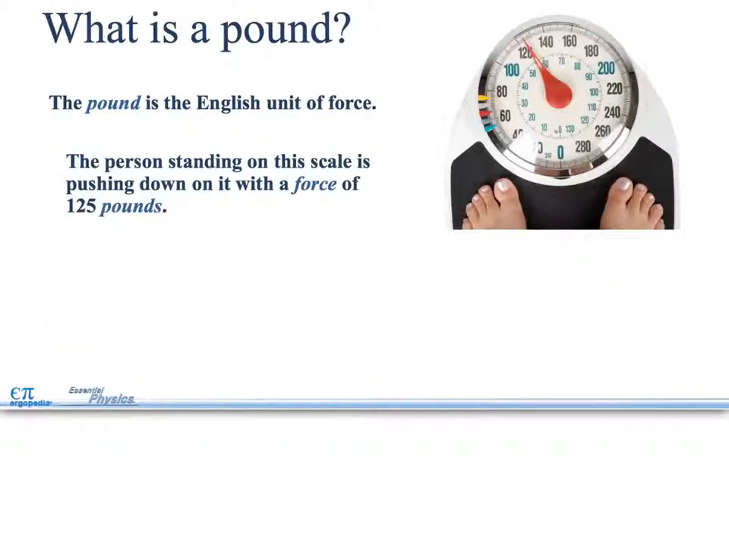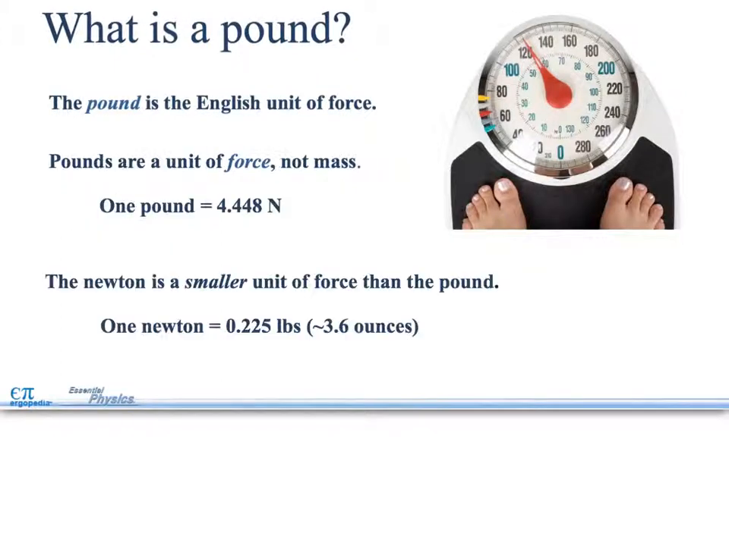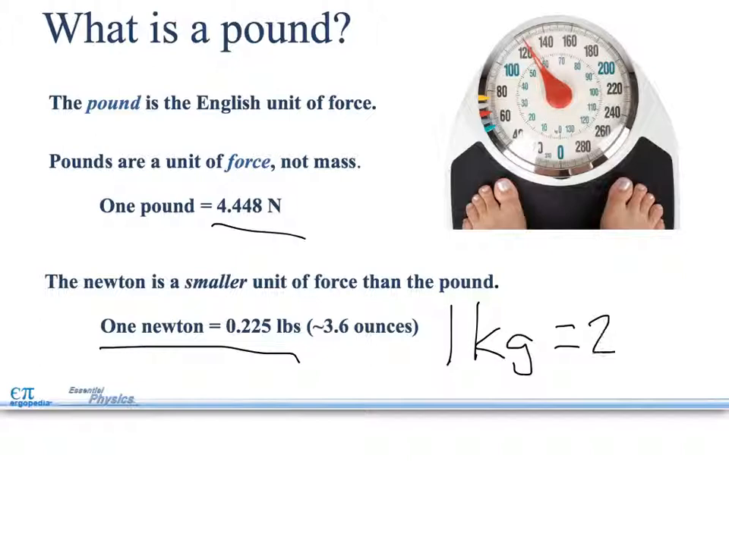The pound is the English unit of force. The person standing on this scale is pushing down on it with a force of 125 pounds. That's what they're showing you right here. We normally here in the United States, we step on a scale and we see pounds. All right, 1 pound is about 4.448 newtons. The newton is a smaller unit of force than the pound, so 1 newton is 0.225 pounds. And 1 kilogram is equal to 2.2 pounds. So if you want to figure out what your mass is, that's the way to do it.